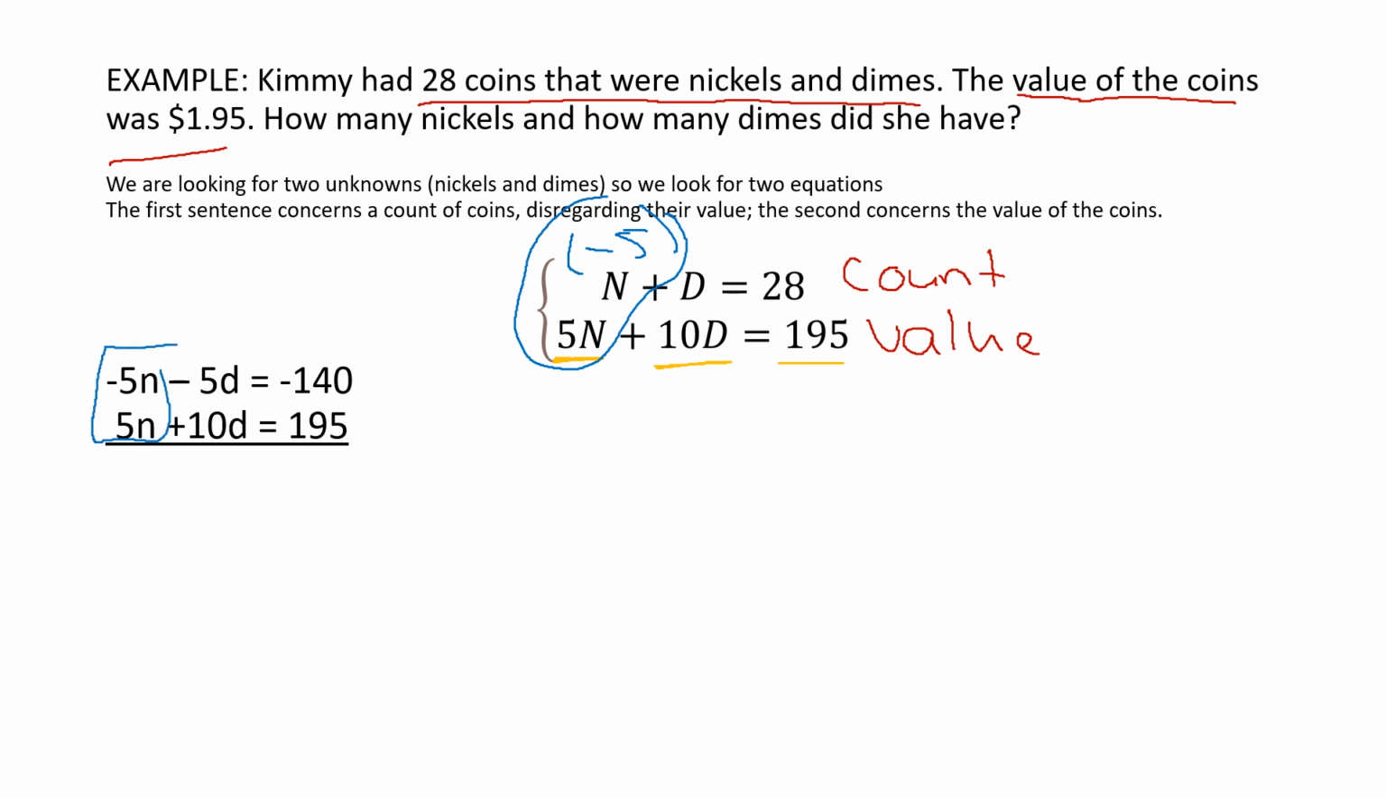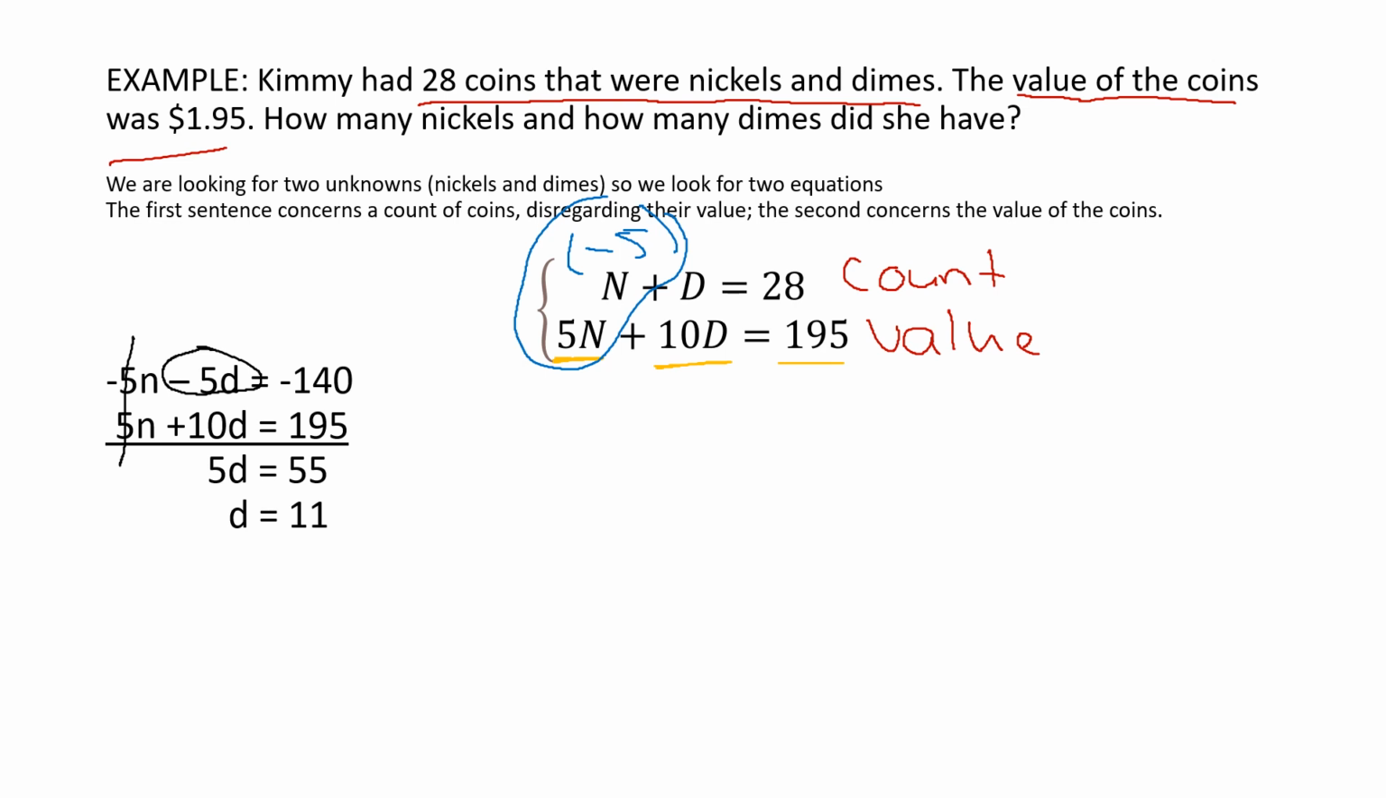Okay? So when I add this straight down, I end up with 5d equals 55. -5n plus 5n, those n's simply go away. -5d, don't forget that sign in front of there, plus 10d is 5d, equals 55. Now I've got to get rid of that 5 that's with the d. I'm multiplying on the left. When I move it over, it becomes division, so d equals 11. That means I have 11 dimes.